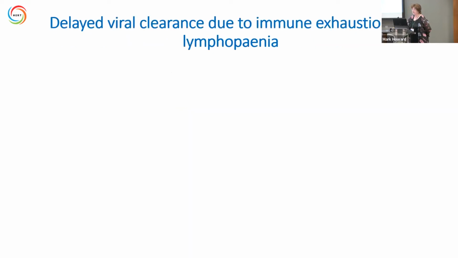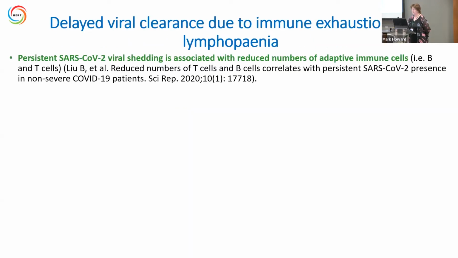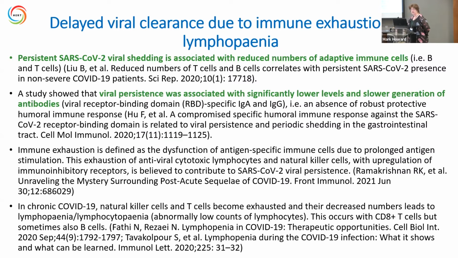The next point is delayed viral clearance due to immune exhaustion or lymphopenia. So persistent viral shedding was associated with a reduced number of adaptive immune cells. So that's always a good clue. And viral persistence was associated with significantly lower levels and slower generation of antibodies. So there's probably going to be some overlap here with the lymphopenia and, for example, SARS-CoV-2 being a super antigen. But nevertheless, there's quite likely to be several of these mechanisms going on at the same time. It doesn't have to be just the one.